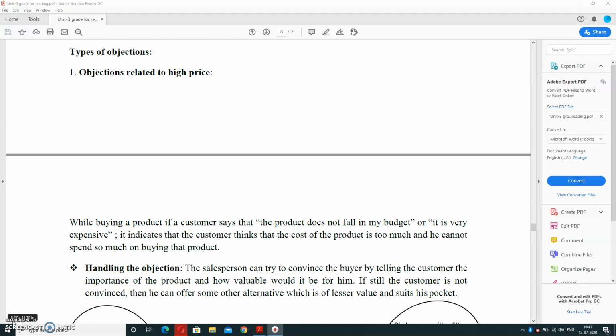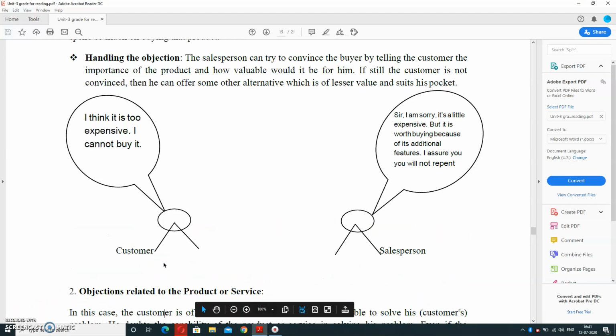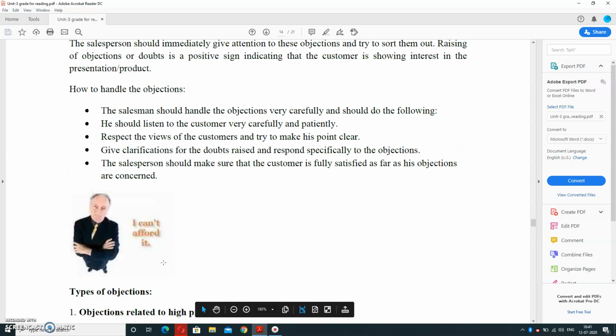In case of objection related to the high price, while buying a product, if a customer says that the product doesn't fall in my budget, it means it's costly, it is expensive. It indicates that the customer thinks that the cost of the product is too much and he can't spend so much money on buying that product. How to handle the objection? For the same problem, the salesperson can try to convince the buyer. How will he convince the buyer?